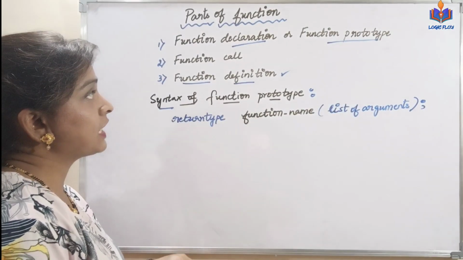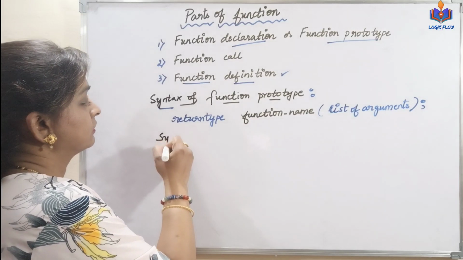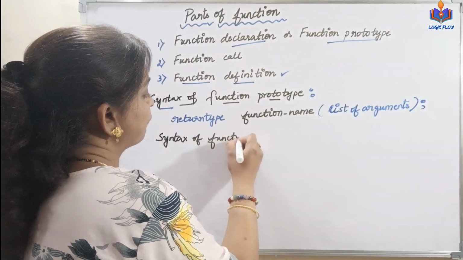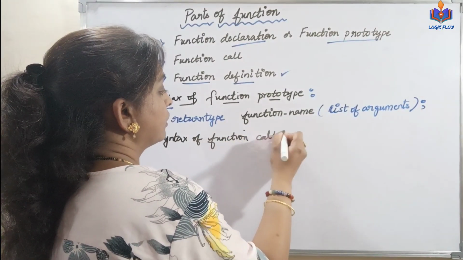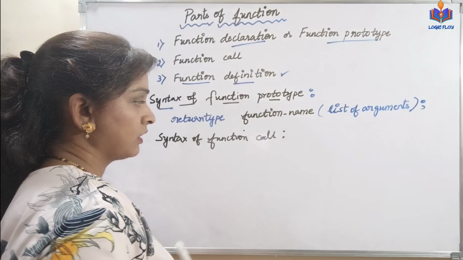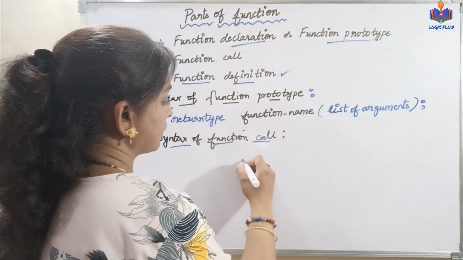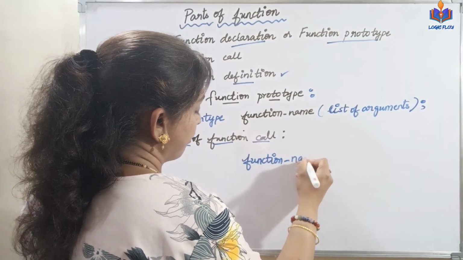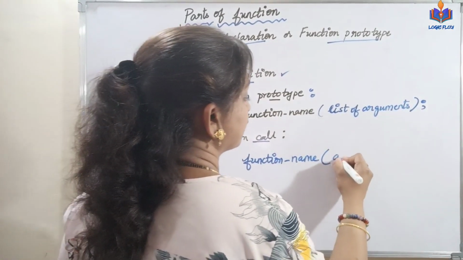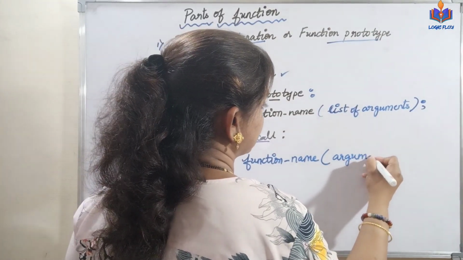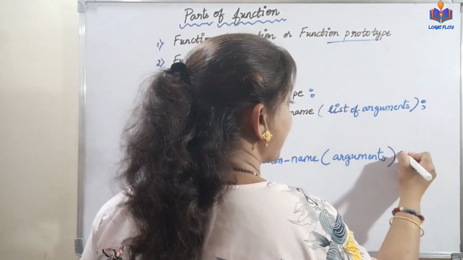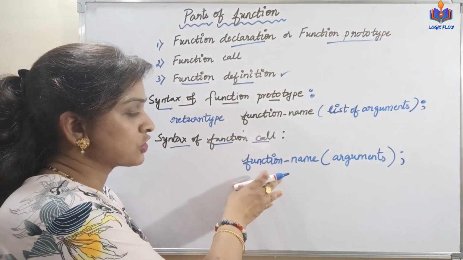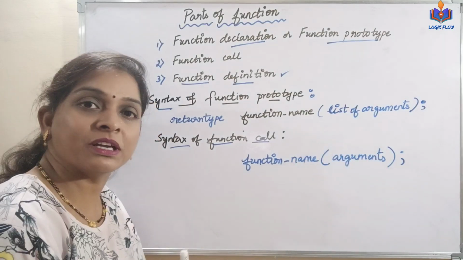What about the syntax of function call? Very simple. Syntax of function call is very simple. It's only the function name followed by the arguments and a semicolon, which is going to invoke the function. So this is the syntax of function call. Name of the function followed by arguments.